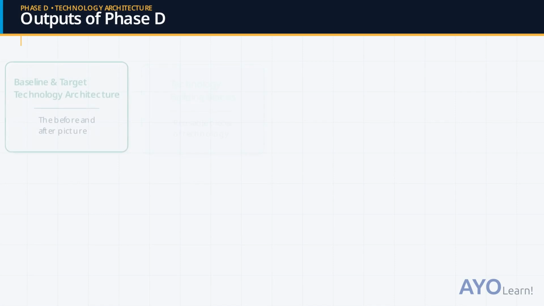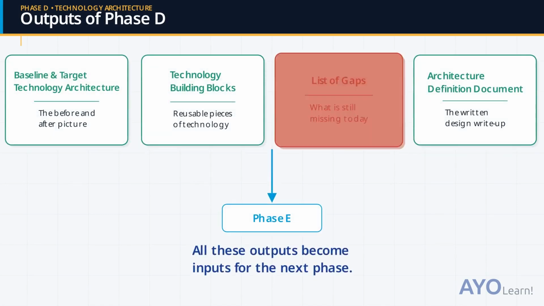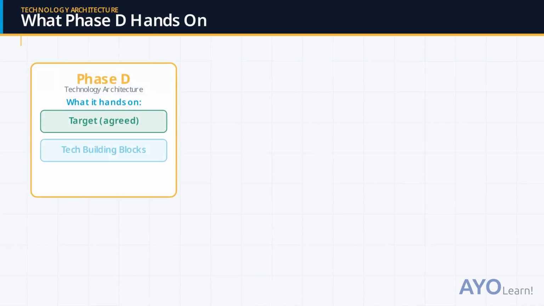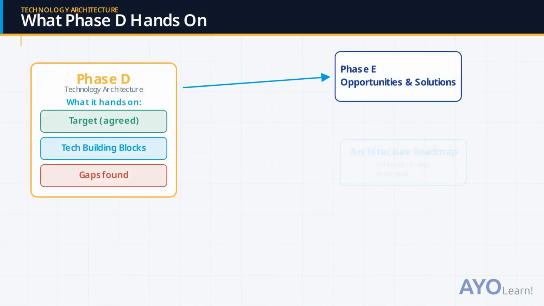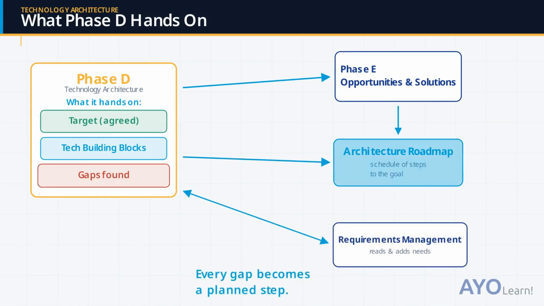Phase D produces 4 outputs: the baseline and target technology architecture, the technology building blocks, the list of gaps, and the architecture definition document, inputs for the next phase. Phase D's target and technology building blocks, plus the gaps it found, flow into Phase E, where the work is grouped and fills the roadmap.